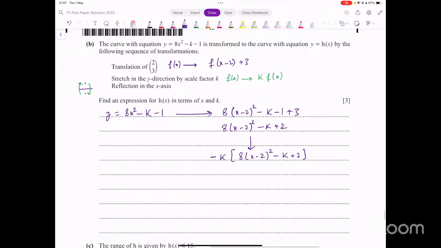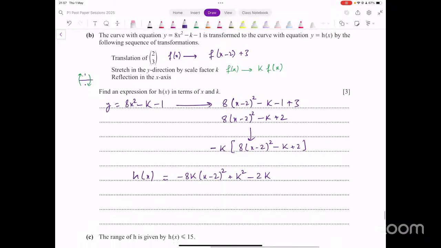You can simplify this if you want. The final form will become minus k into 8, that becomes minus 8k into x minus 2 whole squared, minus k into minus k, that's plus k squared, 2 into minus k, that's minus 2k. That's the result that you get. This is the final answer.